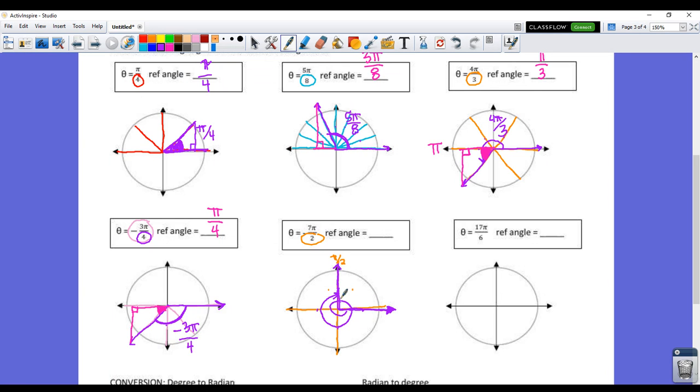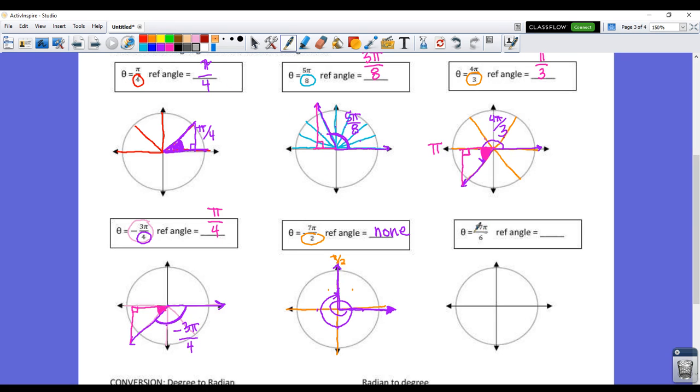Now, since this is exactly on an axis, right? This is exactly on the y-axis, there is going to be no reference angle. Because a reference angle, as you see, is always made with a triangle. And since we're exactly on an axis, there is no triangle here, so there is no reference angle. Okay, so none in this case.